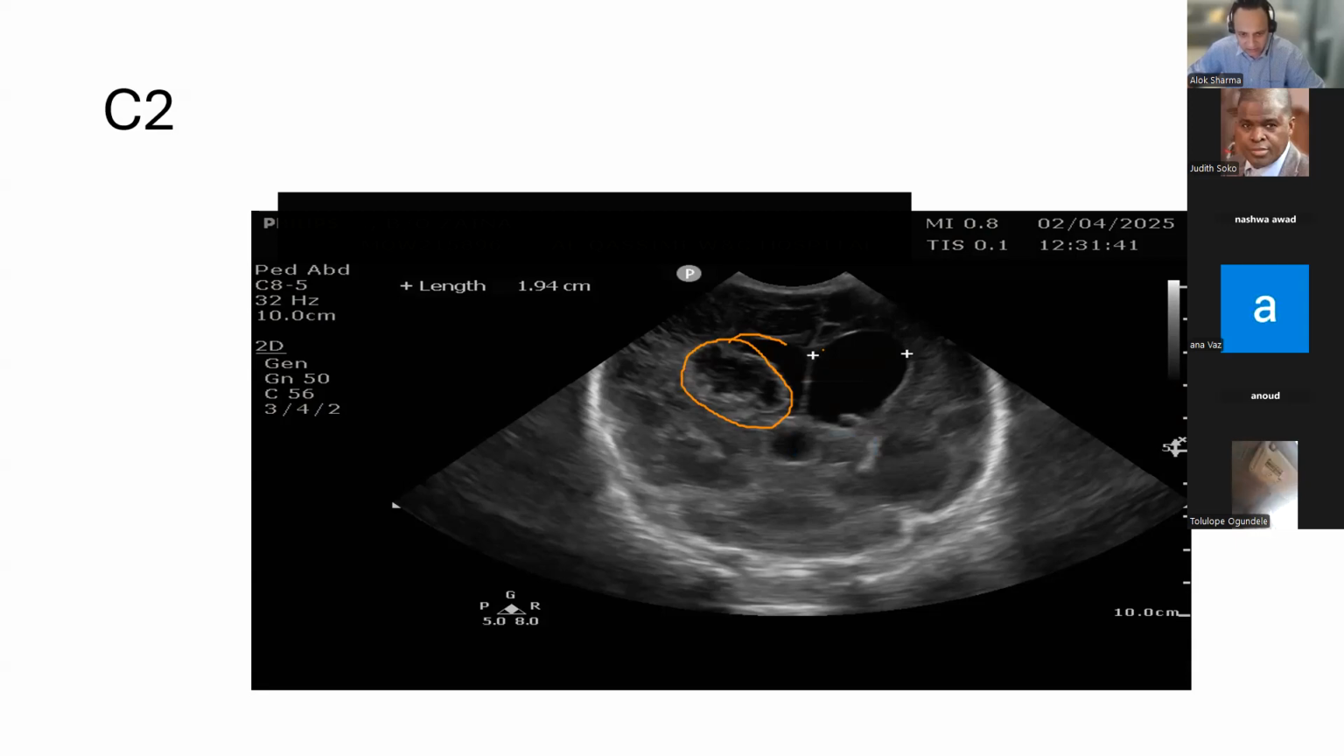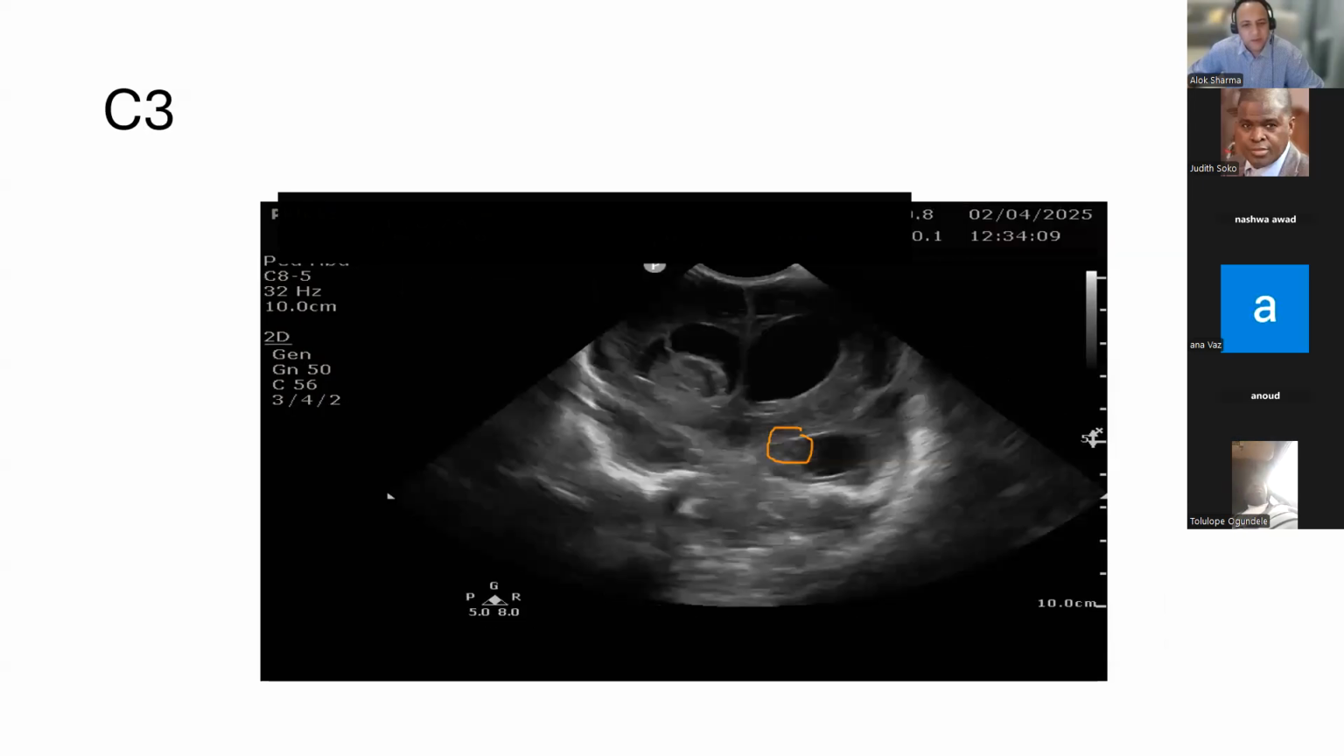So, yeah, the image quality is very good. You've got a very nice use of your depth in that your image is filling the whole screen, and I can see the whole of the cerebral hemispheres, and clearly, the third ventricle appears dilated here. So carry on.